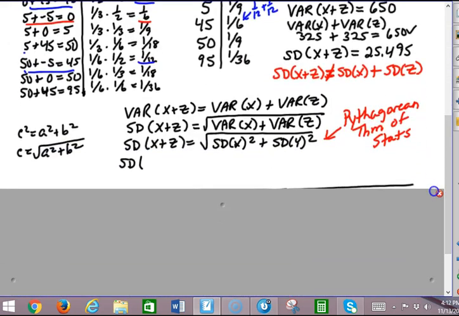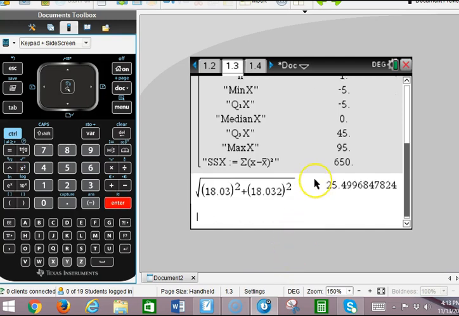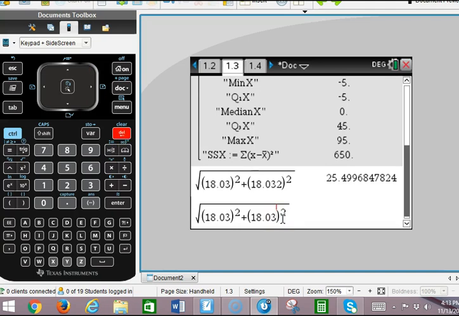So the standard deviation of x plus z is equal to the square root of 18.03 squared plus 18.03 squared. We do this on the calculator. So get it all set up for you. Push enter. There we go. 25.4. Oh, I had a point. Put a 2 in there. Didn't mean to do that. But anyway, 25.495. And let me just enter, and let's just take that 2 out, and we get a much closer value.